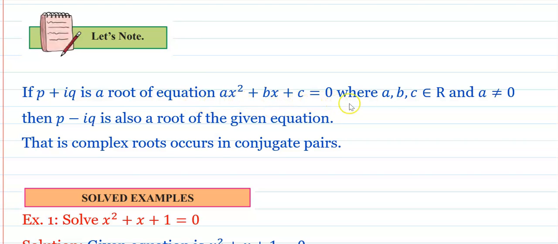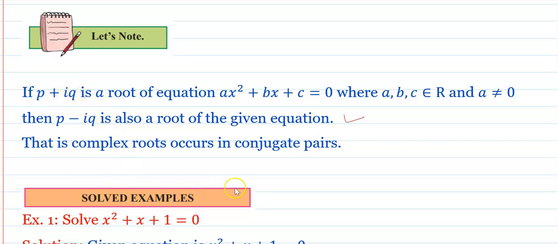Now note down here: if p plus iq is a root of the equation ax square plus bx plus c is equal to 0, where a, b, c belong to the set of real numbers and a is not equal to 0, then p minus iq is also a root of the given equation. That is, complex roots occur in conjugate pairs. Conjugate pair means changing the sign of the complex part. If the first root is p plus iq, then the other is p minus iq. If the first is p minus iq, then its conjugate is p plus iq.